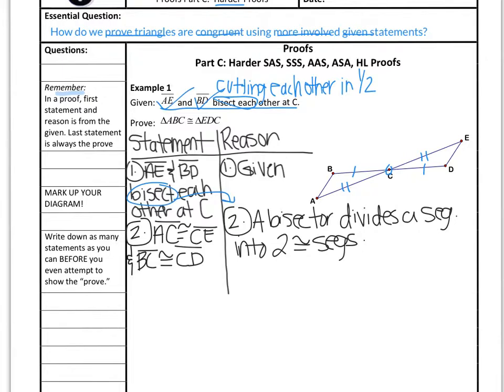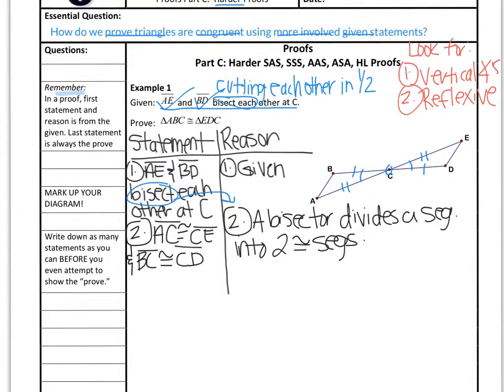And now we need to look for either reflexive, so I'm going to make a little note over here. Remember that we always need to look for those two properties on our own: vertical angles, or the reflexive shared side of the two triangles. In this case, we don't have reflexive, but we do have vertical angles. Right here where those two intersecting lines meet, we've got vertical angles on either side.